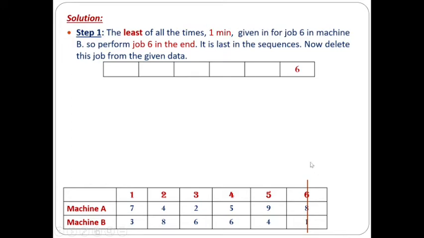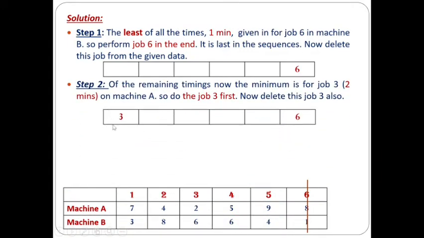Next, we have to cross the particular job out. We should not consider it for allocating. Next, in the remaining matrix, we have to look for the least processing time. The least processing time is 2 minutes now, which is on machine A. If it is on machine A, we have to schedule the particular job in the first available position.